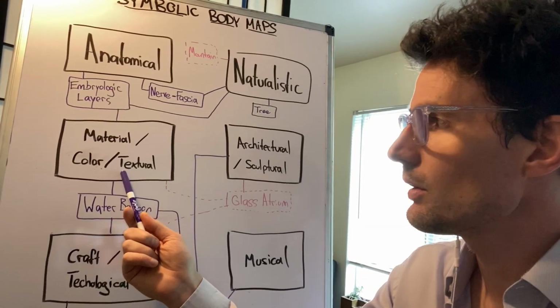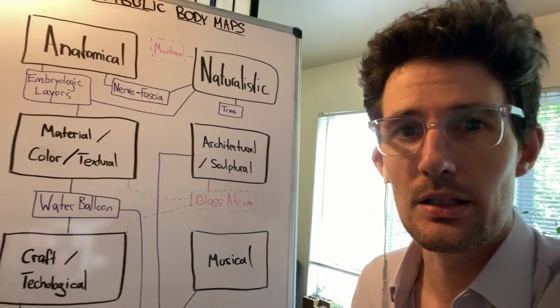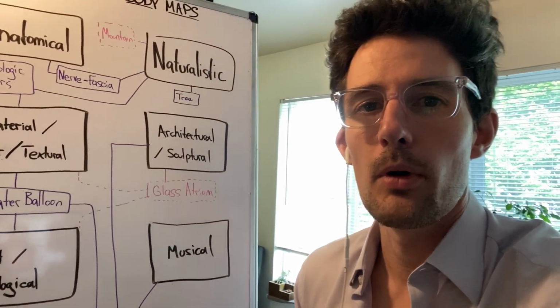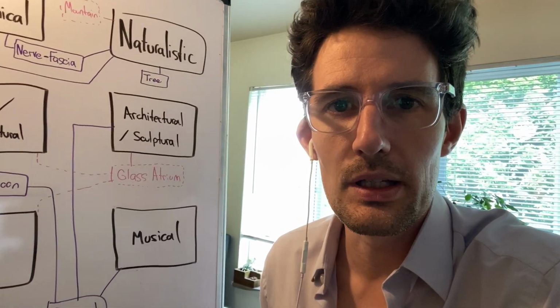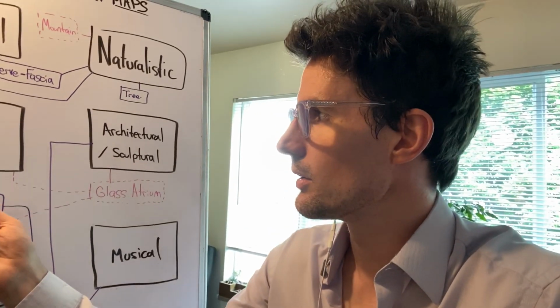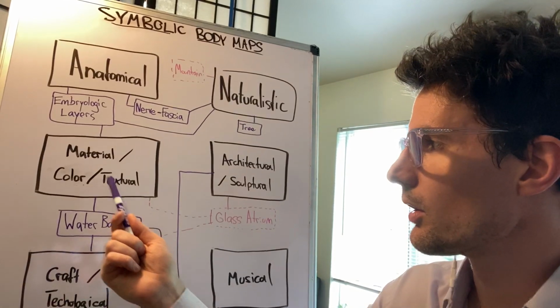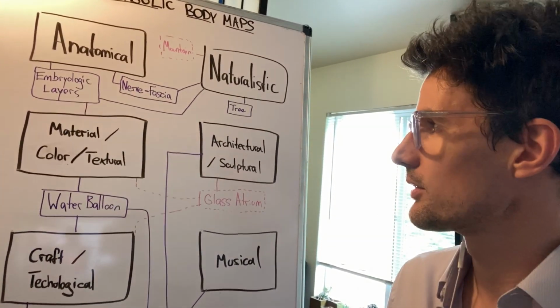There are material or color or textural maps of the body. I recently had a teacher use the example of pouring warm olive oil through the limbs and into the pelvic bowl and breathing with that image of warm olive oil. That's a material, textural, color kind of map of the body, a way of representing the felt sense.